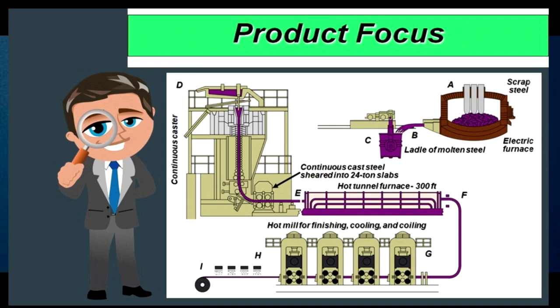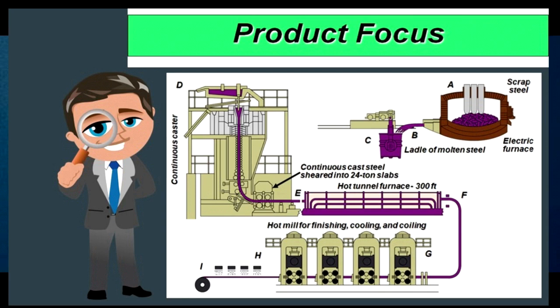This is continuous casting sheared into 24-ton slabs. That is, it goes on producing the steel material, then you cut it into slabs and then you take it to the hot tunnel furnace, which is sometimes 300 feet. Then the hot mill for finishing, cooling and coiling. That means you start with the raw material and you get the finished product.